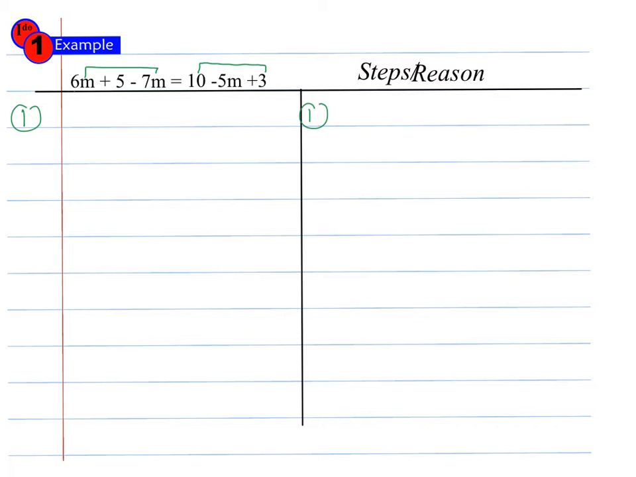Since 6m and negative 7m are opposite signs, I'm going to subtract and keep the sign of the bigger number. Since 7 is bigger, I know my answer is going to be negative m. I'm going to bring down that 5 is equal to, if I add a positive 10 and a positive 3, it's going to be 13 minus 5m. And the property I used was combine like terms.